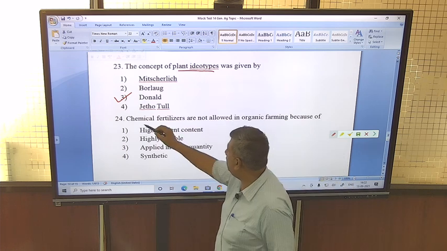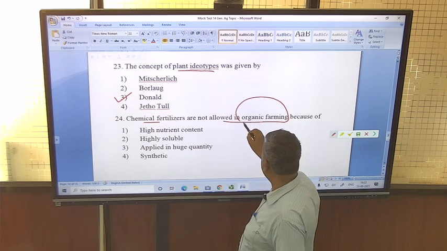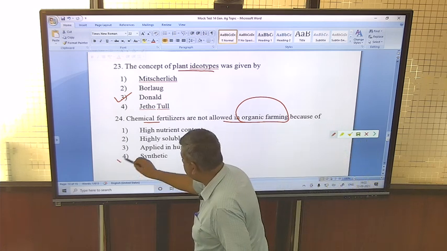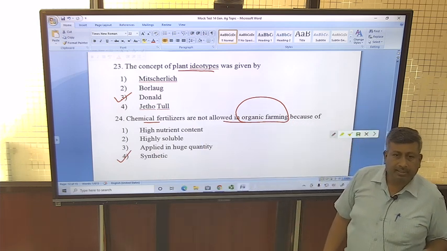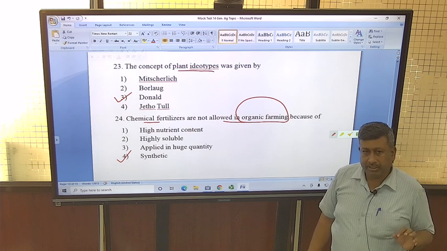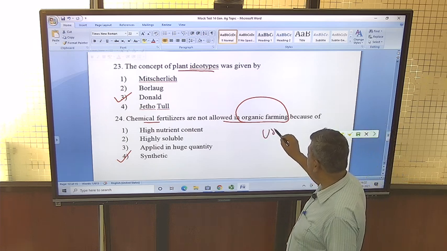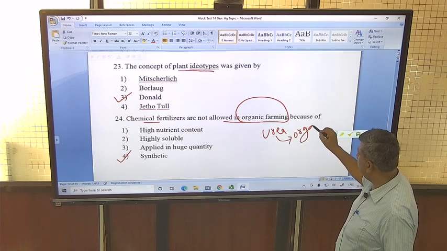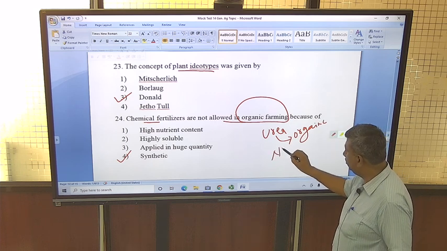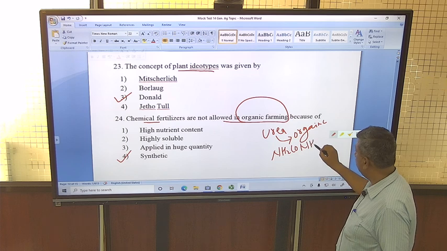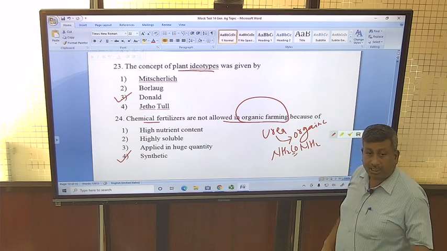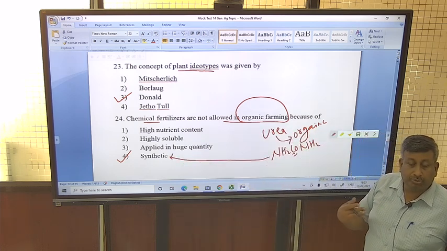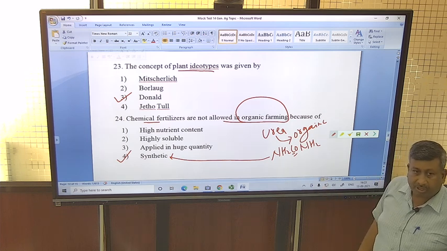Chemical fertilizers are not allowed in organic farming. What is the reason that chemical fertilizers are not allowed? The reason is that these are synthetic. Any synthetic material is not allowed in organic farming. This is the case with urea also. Urea is organic; the formula is NH2CONH2. Carbon is present, but it is not used in organic farming because it is synthetic. So this is the reason why we do not use urea in organic farming, though it is organic, because it is synthetic.